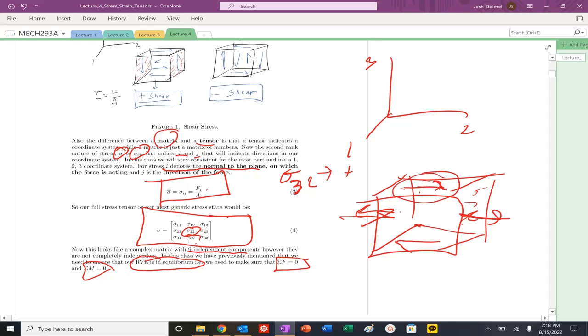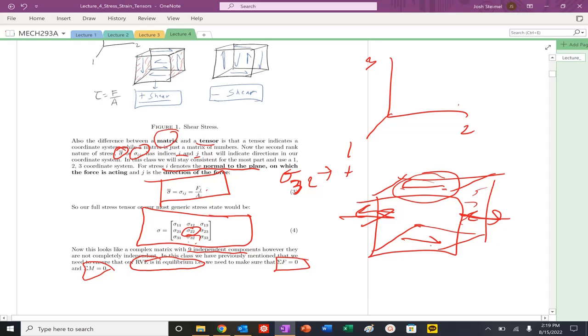But we know this is positive because we define the top face as a positive face, and it's pointing in the positive 2 direction. If it was pointing in the opposite direction here, and if this was pointing in the opposite direction as well, then we're going to define this. It's on the positive face.